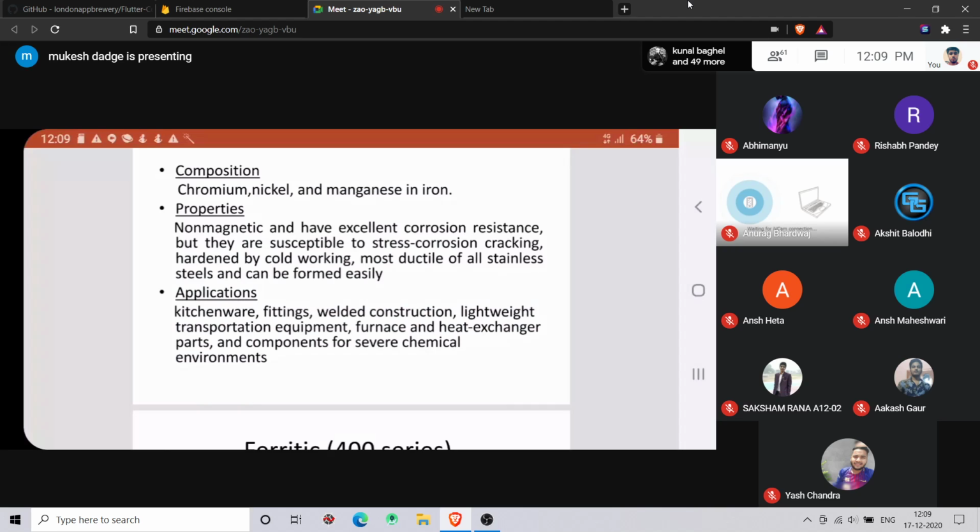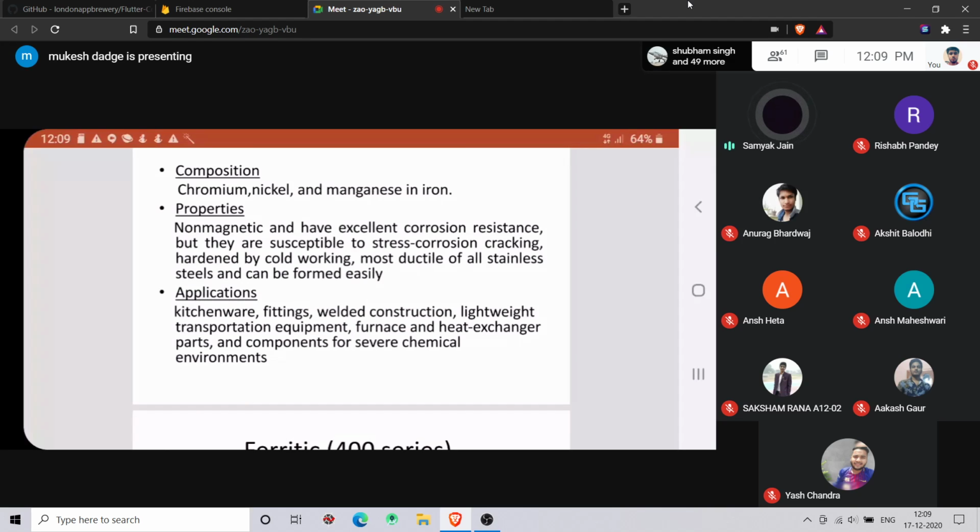And they are hardened by cold working. Sir, if it is cracking because of corrosion, so how can we say that it is corrosion resistant? So there is a percentage again, percentage of matter.